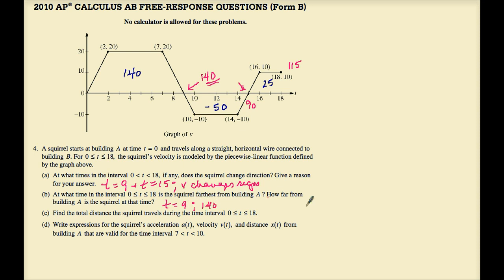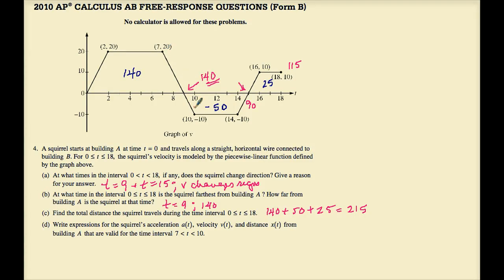140. Now let's find the total distance the squirrel travels during the time interval 0 less than or equal to t less than or equal to 18. That's just the absolute value of all of these areas. So that's going to be 140 plus 50 plus 25, which is going to be 215. Write expressions for the squirrel's acceleration a of t, velocity v of t, and distance x of t from building A that are valid for the time interval 7 less than t less than 10.